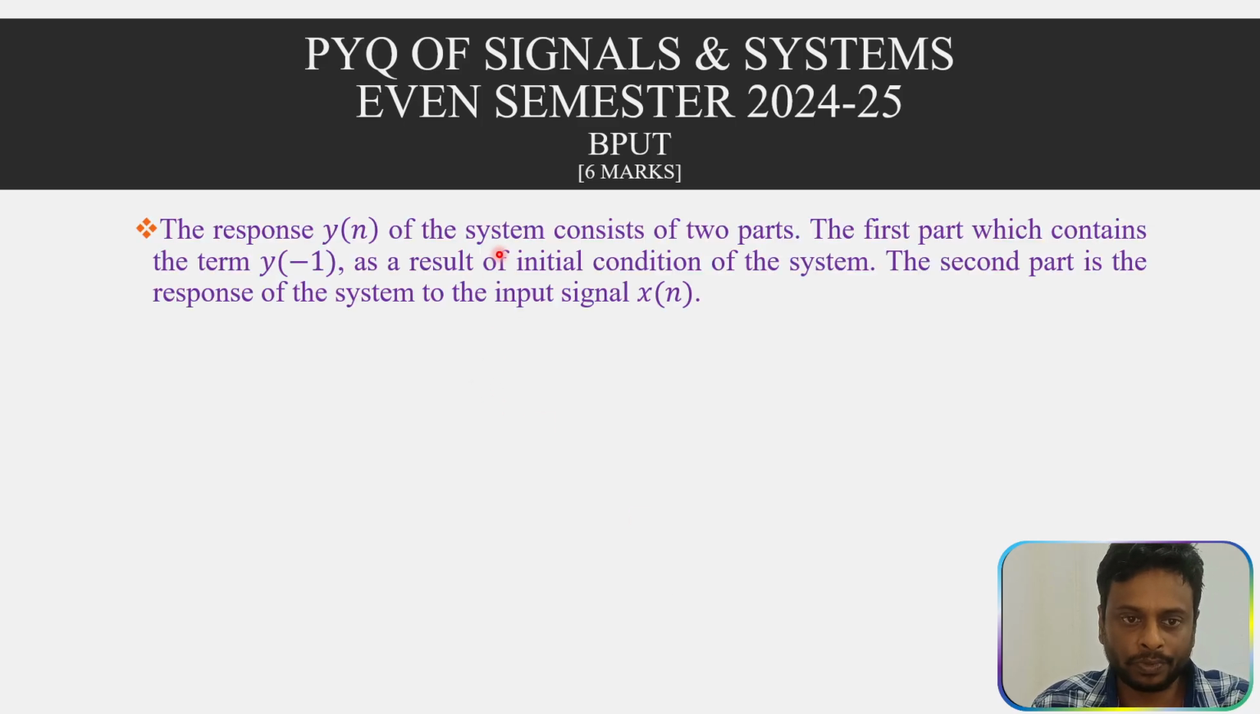The response of the system y of n consists of two parts. The first part contains the term y of minus 1 that we have seen. This is a result of the initial condition of the system. The second part is the response of the system to the input signal. In the second part, we have x of n.